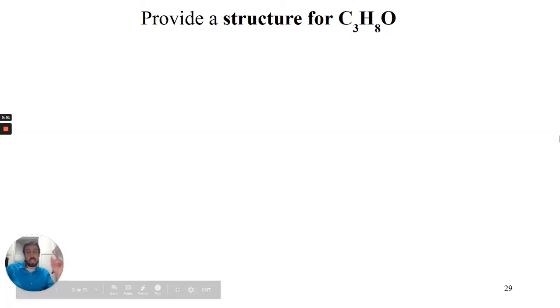So I want you to jump right out of the gate with a practice question. Go ahead and provide a structure for C3H8O. And that would be your opportunity to hit pause so you can spend some time to draw that out. I'm going to assume that you have that drawn.